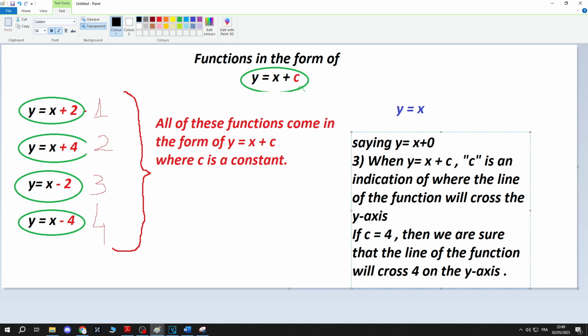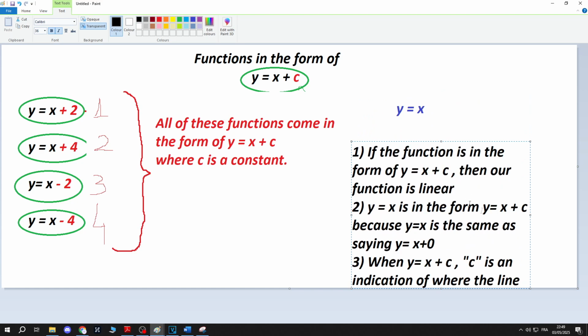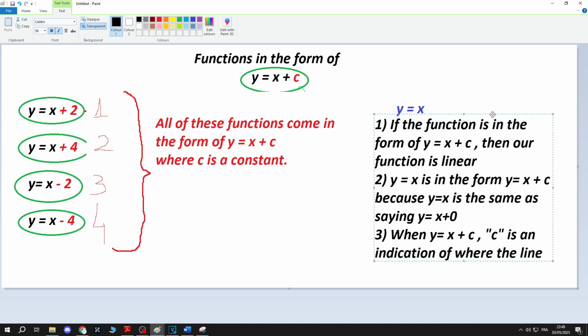Now, if I was too fast on these things, this is why technology is a good thing. You can always roll back the video, you can slow it down, you can speed it up. It's up to you, but this is basically for functions in the form of y equals x plus c. We don't have much left now. Let's have a quick look at functions in the form of y equals mx this time.